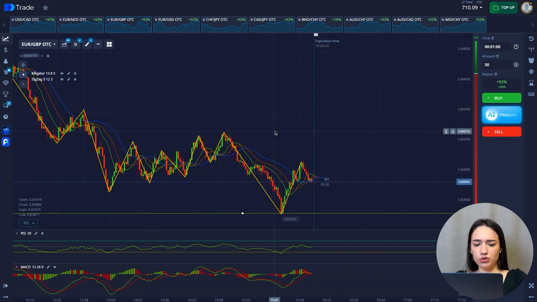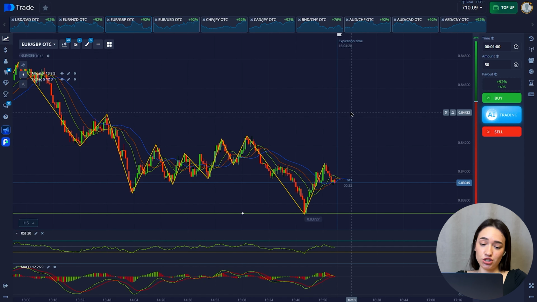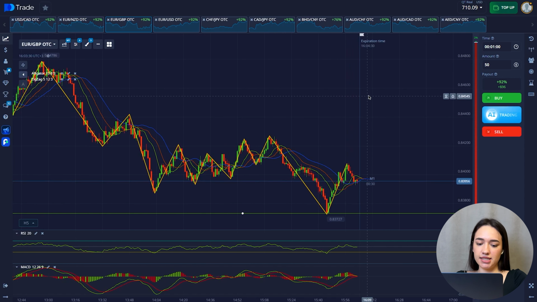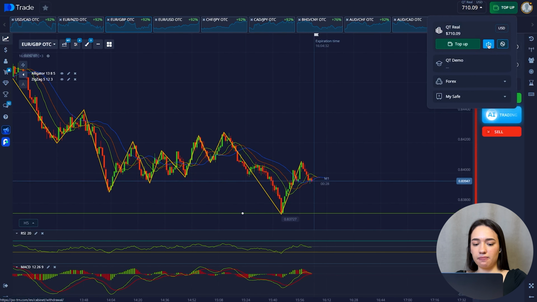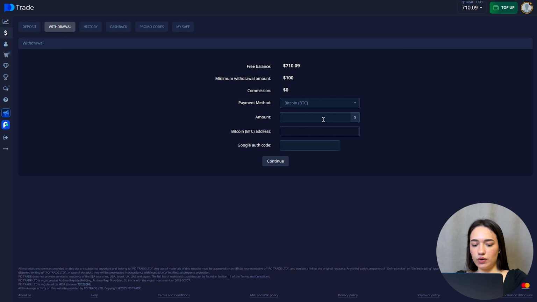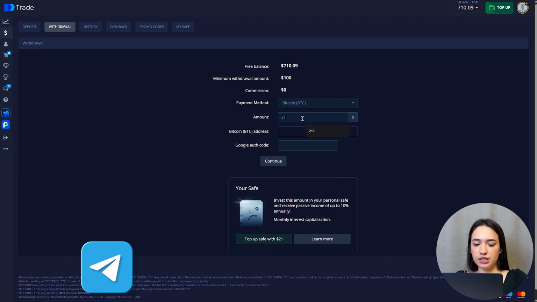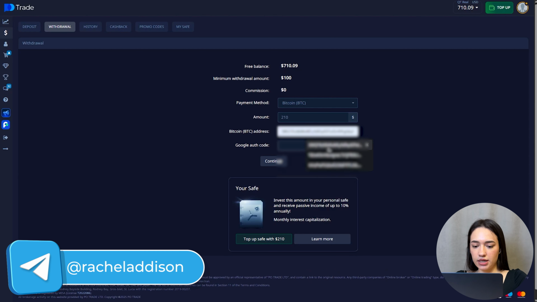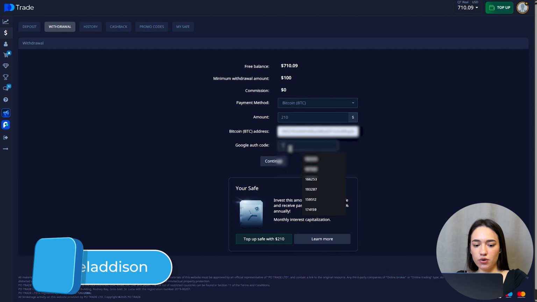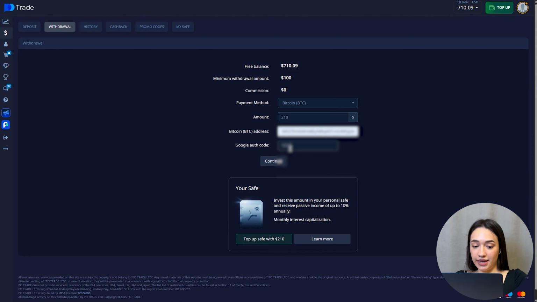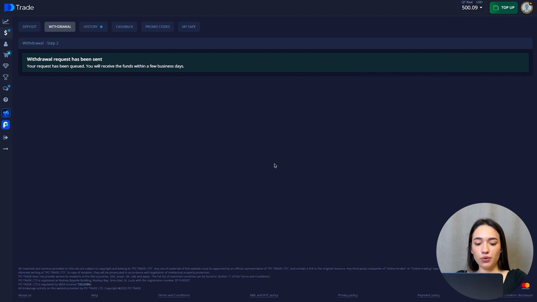And yeah, we go to the withdrawal section. And I think for demonstrating the strategy, I've opened enough trades for today. And we withdraw to Bitcoin. And the amount is $210. So we pass to the wallet address and the confirmation code is already ready. Excellent! So the withdrawal operation is successfully completed.